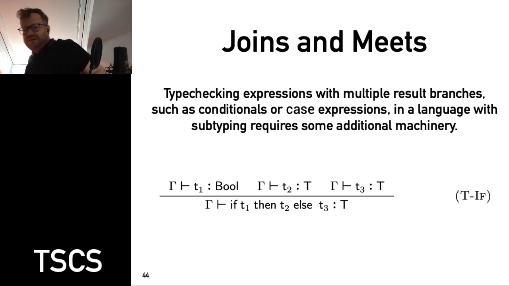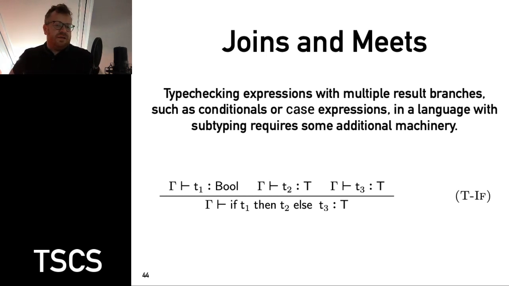In order to make this much more useful than it is right now, we need to also take care of expressions with multiple result branches. Conditionals, for instance, or case expressions. There we had the case that we actually forced T2 and T3 to be of the same type. This is rather conservative, as you have already seen. We discussed this sometimes in the exercise as well.